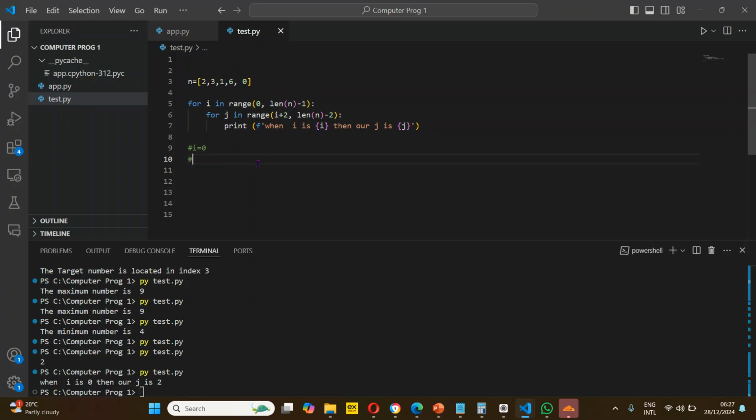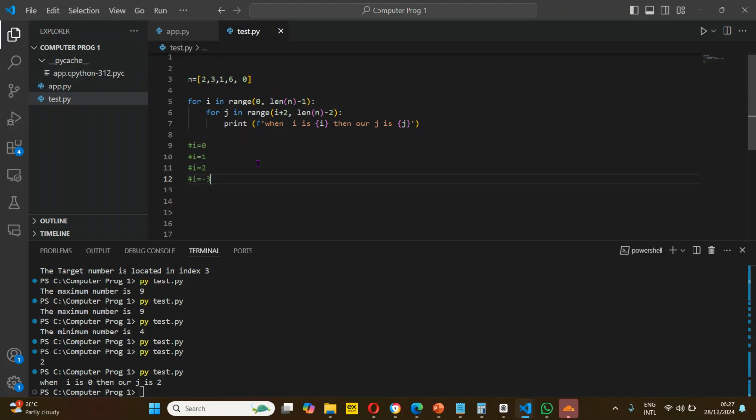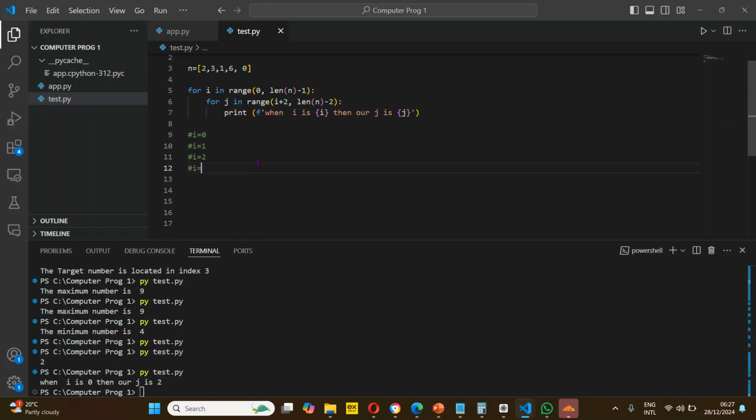So it means that i equals 0, i equals 1, i equals 2, i equals 3, i equals 4, right? So it's 5 times: 1, 2, 3, 4, 5. Now, when i equals 0, what is our j, right? Let's assume that our j is equal to 0, right? Let's assume that so I can easily solve that.